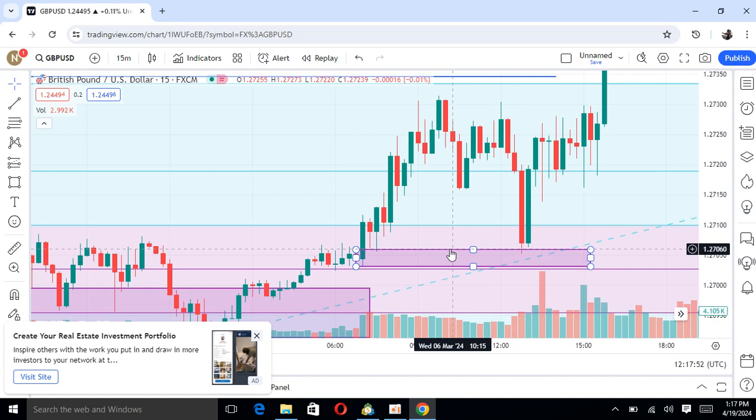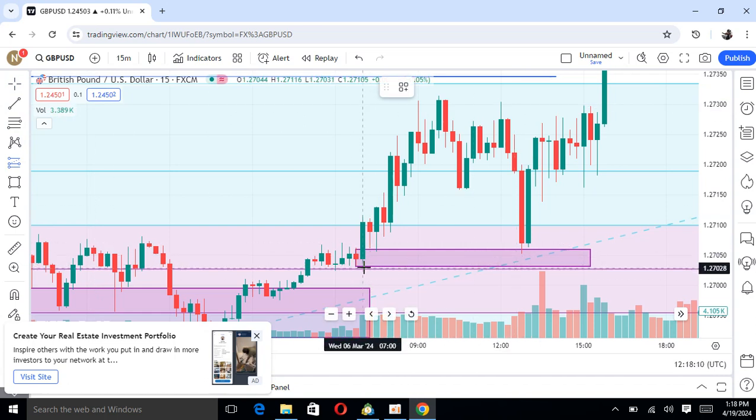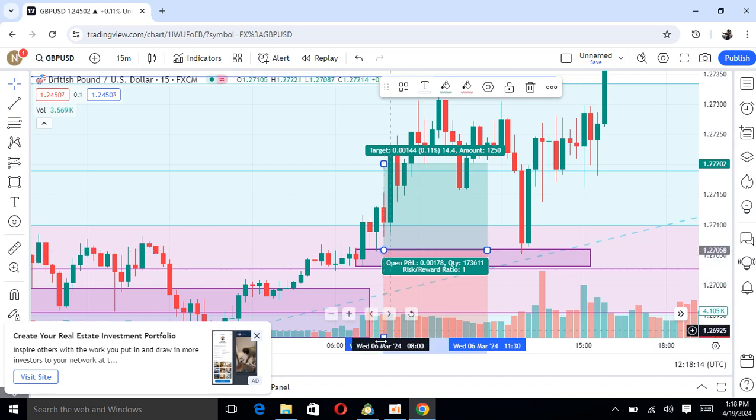Our stop loss will be around here. So this was around 4 pips. You understand? And we're doing 1:2. So your entry will look something like this, because it's a long position. Your entry will look something like this.